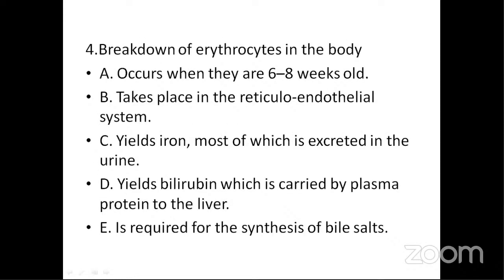Breakdown of erythrocytes in the body occurs when they are 6 to 8 weeks old, takes place in the reticuloendothelial system, yields iron, most of which is excreted in the urine, yields bilirubin, which is carried by plasma protein to the liver, is required for the synthesis of bile salts. Okay. Which among the following is true and false? Can you guys please guess?